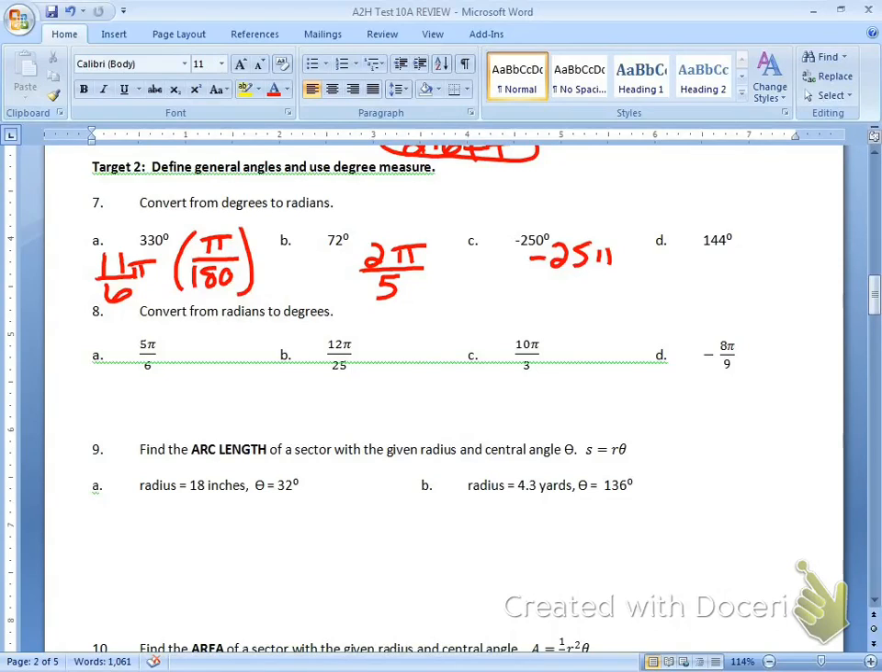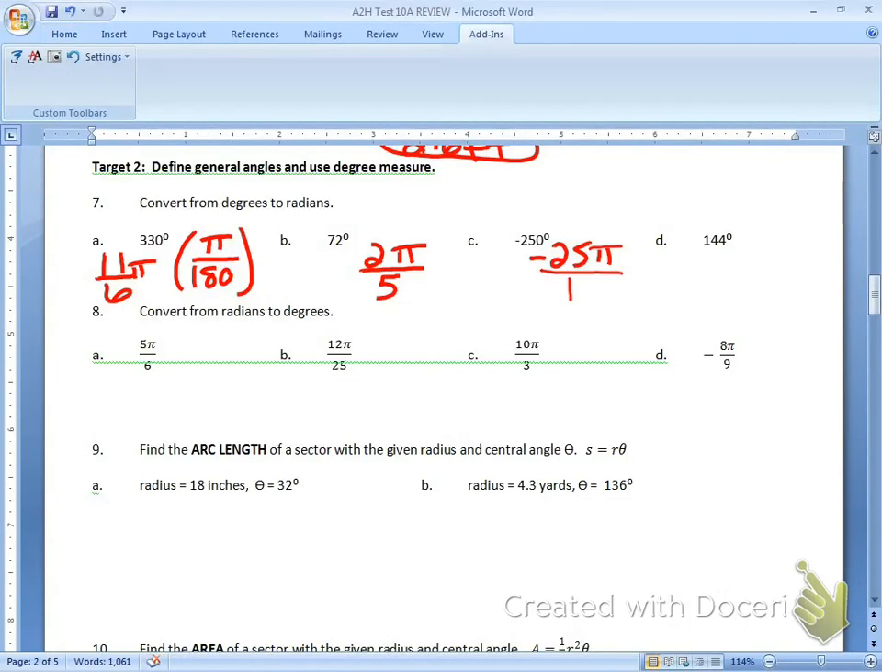Okay, here we go again. So this is going to end up being negative 25 pi over 18. And then the last one, if you multiply by pi over 180, you're going to end up with 4 pi over 5. Okay, number 8 is very similar, except this time we're going from radians and then back to degrees.